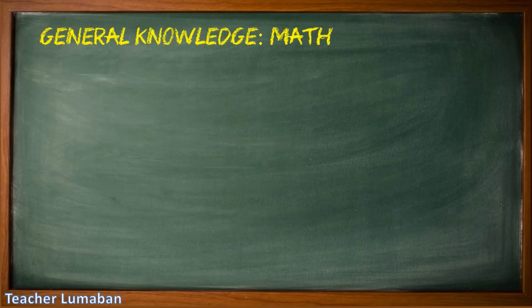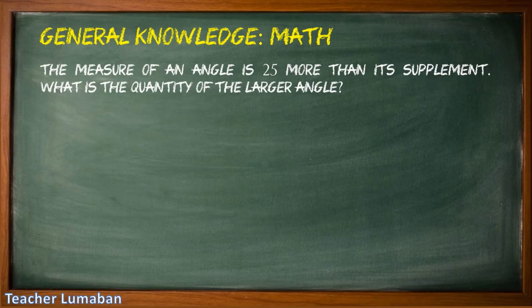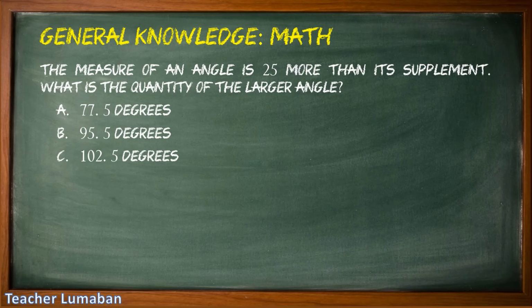The measure of an angle is 25 more than its supplement. What is the measure of the larger angle? Letter A, 77.5 degrees. Letter B, 95.5 degrees. Letter C, 102.5 degrees. Letter D, 110.5 degrees.